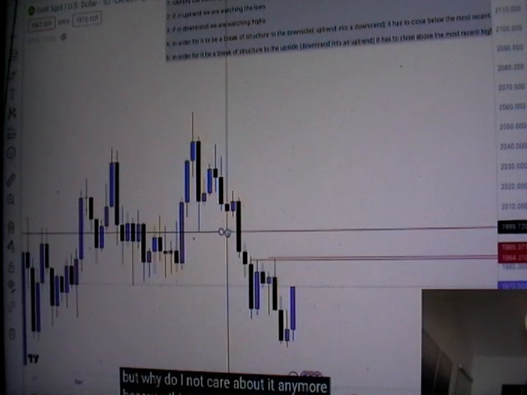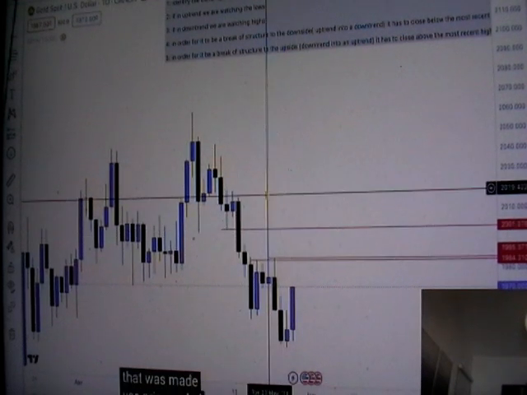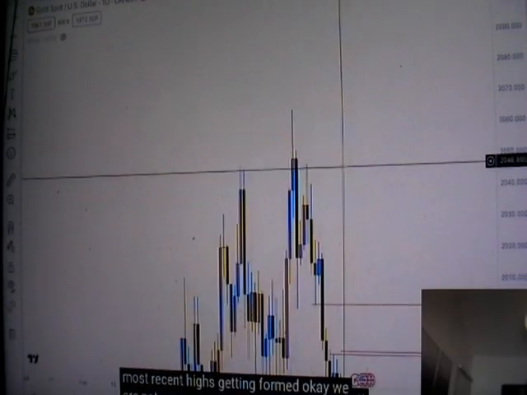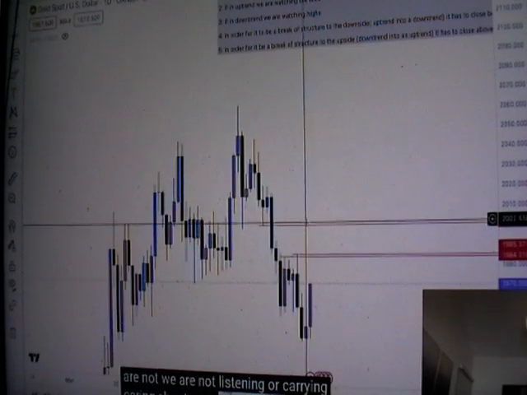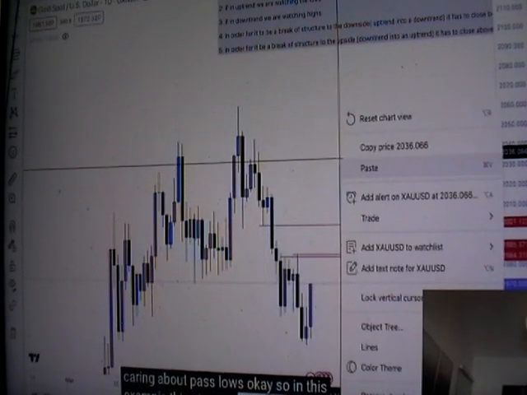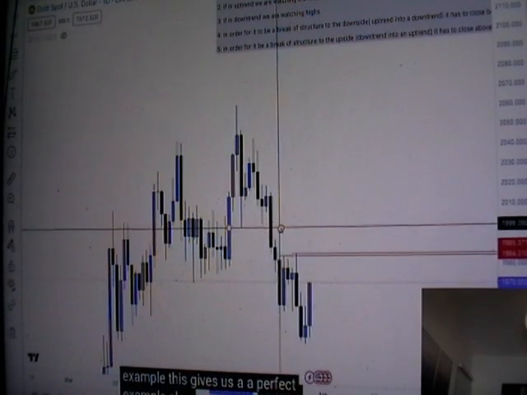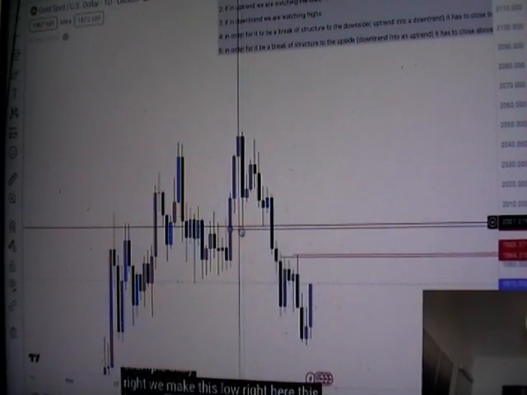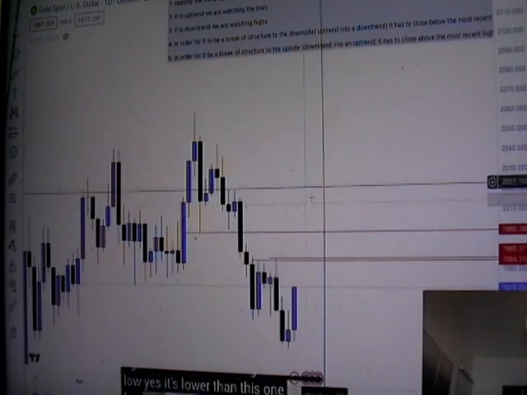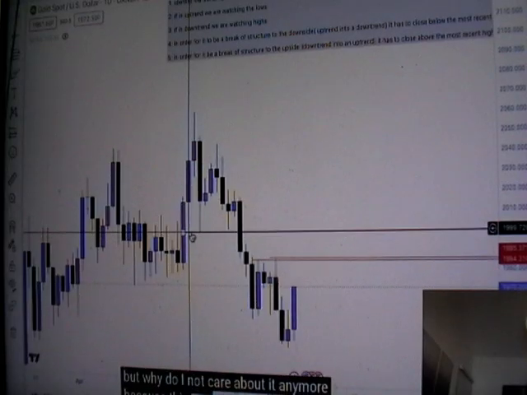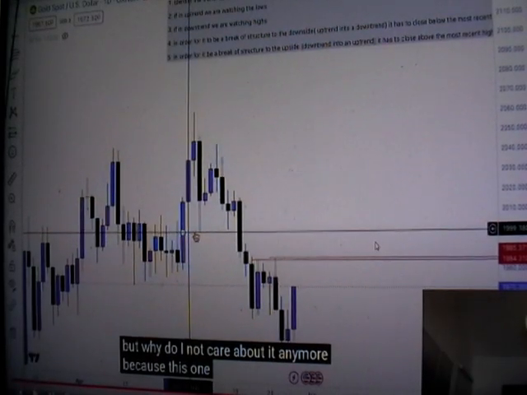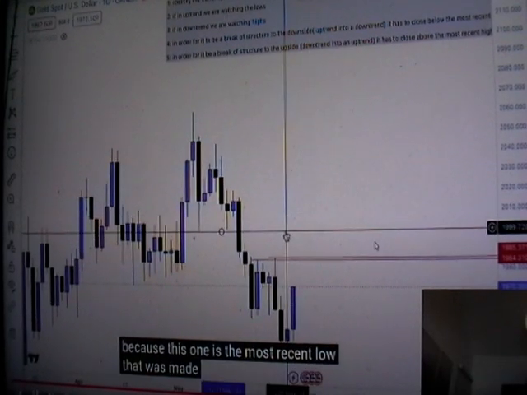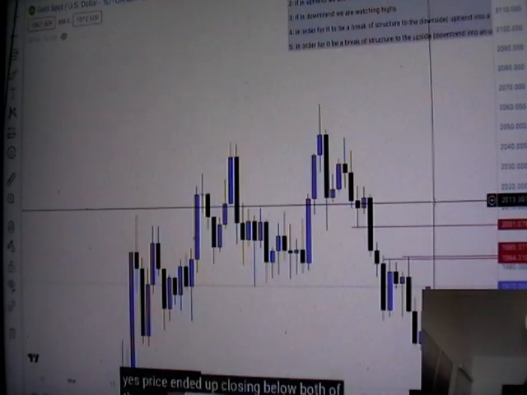Because this one is the most recent low that was made. Yes, price ended up closing below both of them, so we wouldn't have had an issue.